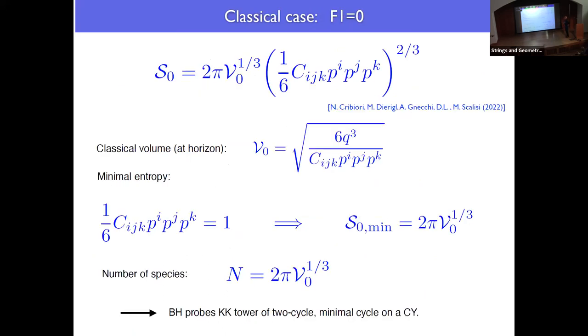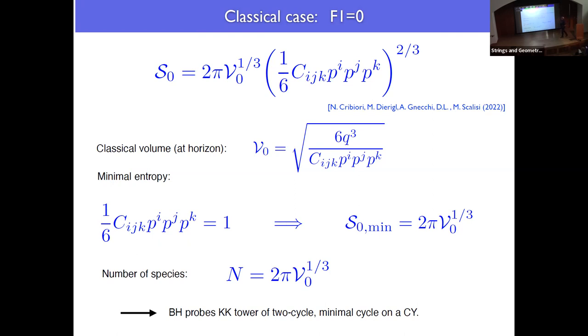Okay, so now let's see how we relate this to the number of species. And I do it in two steps. So in the first step, let me put F1 to zero. So again, I look only at the classical prepotential. And in this case, the entropy can be expressed in terms of the magnetic charges in this way.